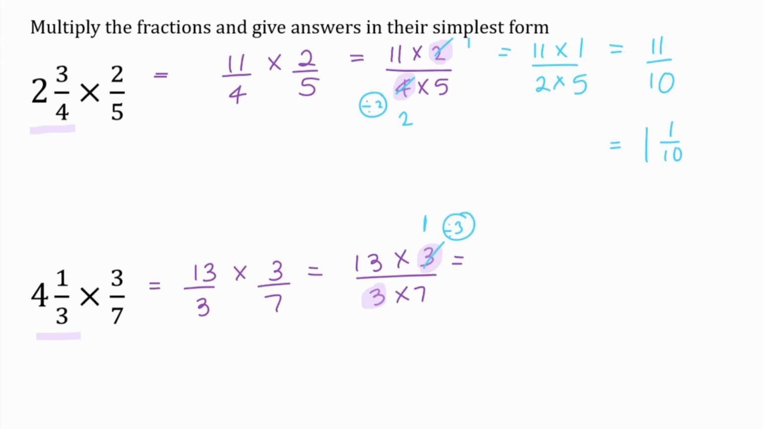So 3 divided by 3 gives me 1 and 3 divided by 3 gives me 1 again. So this is literally just going to be 13 times 1 and 1 times 7, which gives me 13 over 7. And again, because this is a top-heavy fraction, I'm going to rewrite this as a mixed number. So 13 divided by 7 is 1 with a remainder of 6, and the denominator will be 7. And that is my final answer.